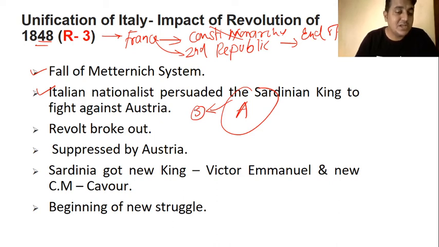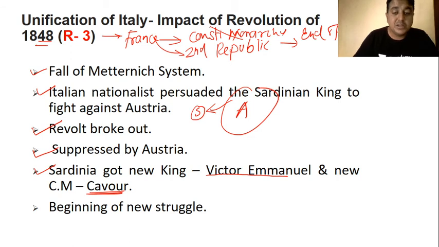Clear? But as the nationalists were aroused by the idea of nationalism, and Metternich system had ended because of the revolution of 1848, finally a revolt broke out in Sardinia against Austria. But as I mentioned, it was a fall of the Metternich system, not a fall of Austria, and Austria ruthlessly suppressed the revolt. And as a result, Sardinia got a new king, meaning the old king was replaced by his son, Victor Emmanuel, who became the new king, and a new chief minister was appointed, known as Cavour.